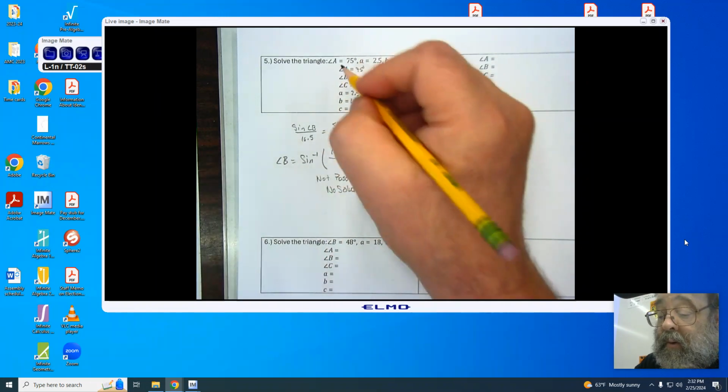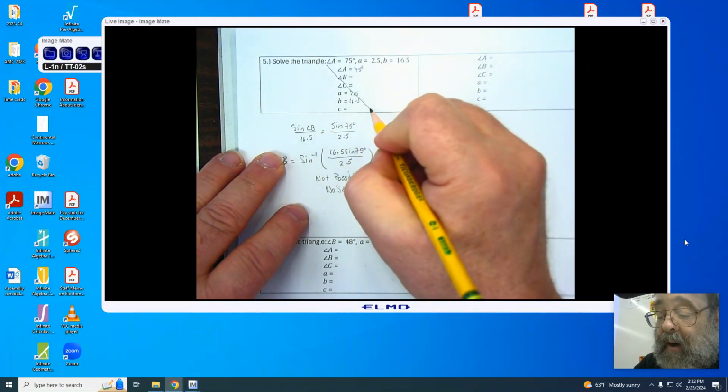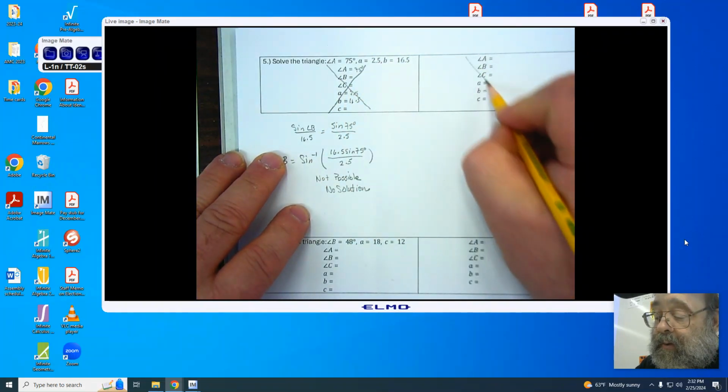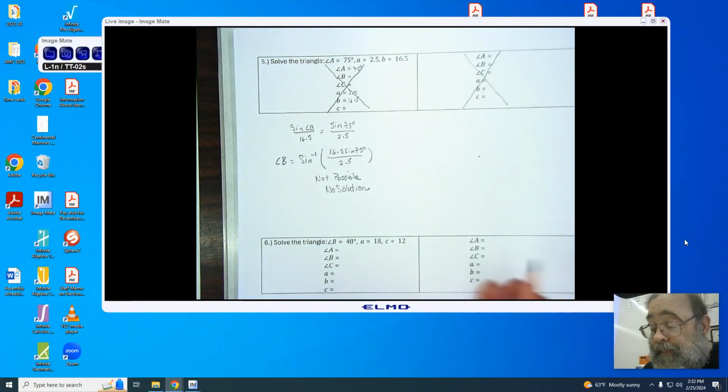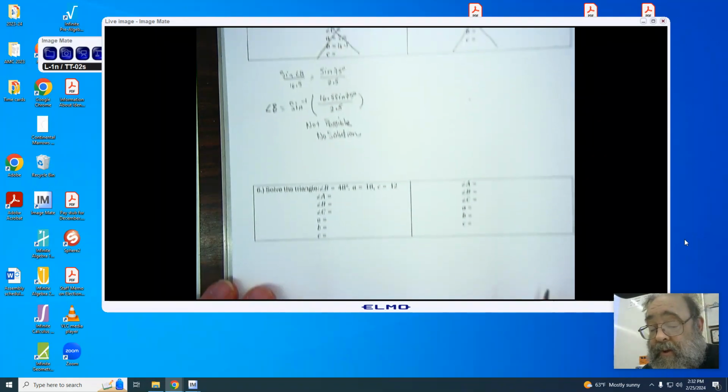And if it has no solution, I'm just going to go ahead and cross out both solutions, just like I do whenever I have only one or none. And we now go to the next question.